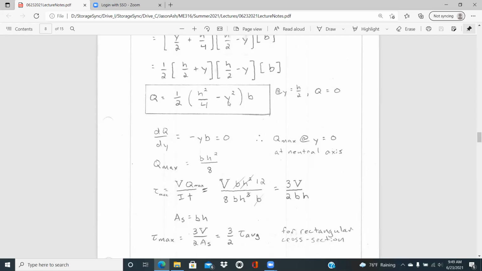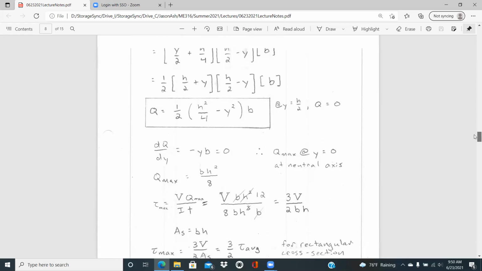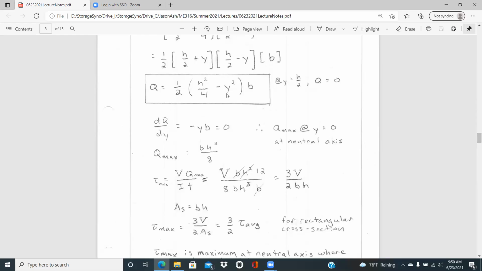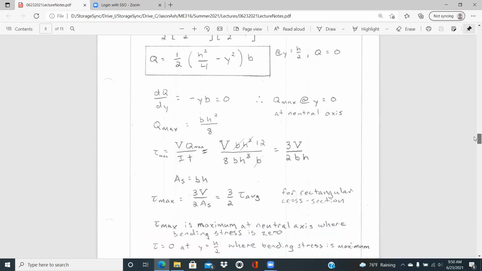In addition to that, we see that that's a second order relationship. So we know how that varies through the thickness as well. It's a second order polynomial. When we put y equal to 0 in for Q, we'll end up with h squared over 8 times b. So Q max is equal to bh squared over 8. And now we'll see why we use that as b here. We're kind of comfortable using that already.